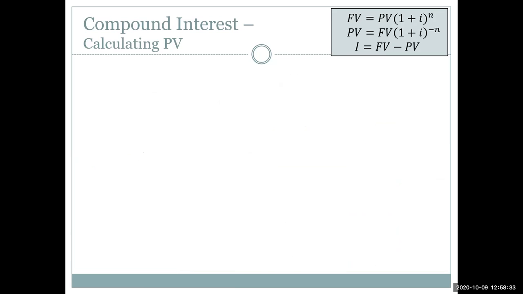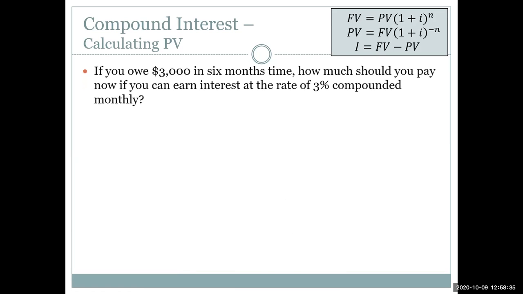Let's keep going. Here's another problem. If we owe $3,000 in 6 months' time, how much should you pay now if you can earn interest at the rate of 3% compounded monthly? So let's see what we're going to do. This amount, the $3,000, we owe it in 6 months, so it's not right now. I want to maybe pay it off a little early. So I want to pay it today versus waiting 6 months. What would that payment have to be?